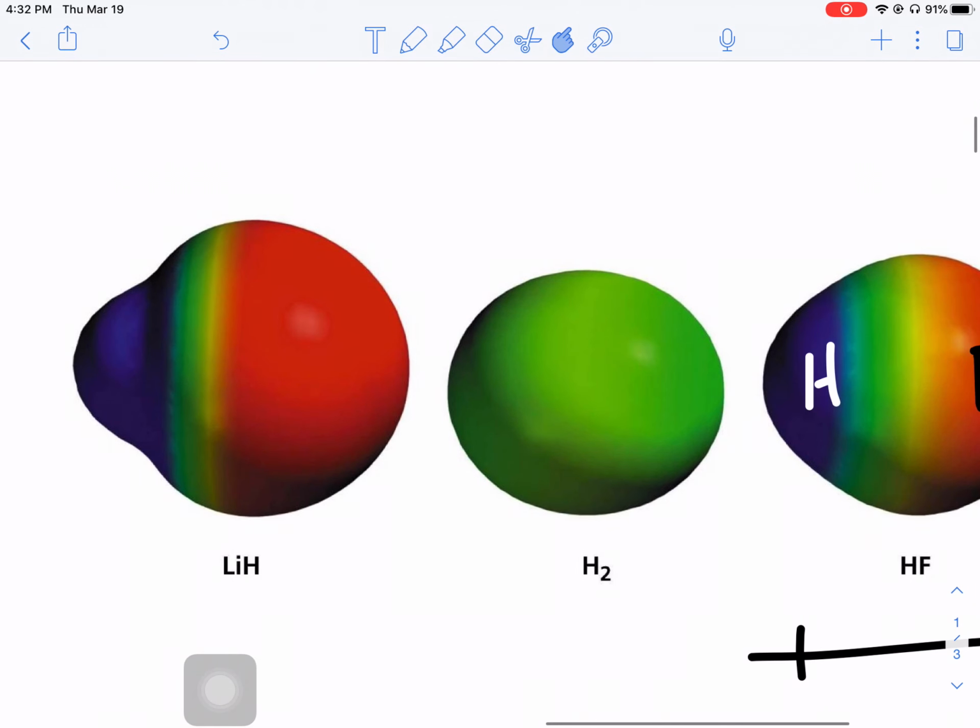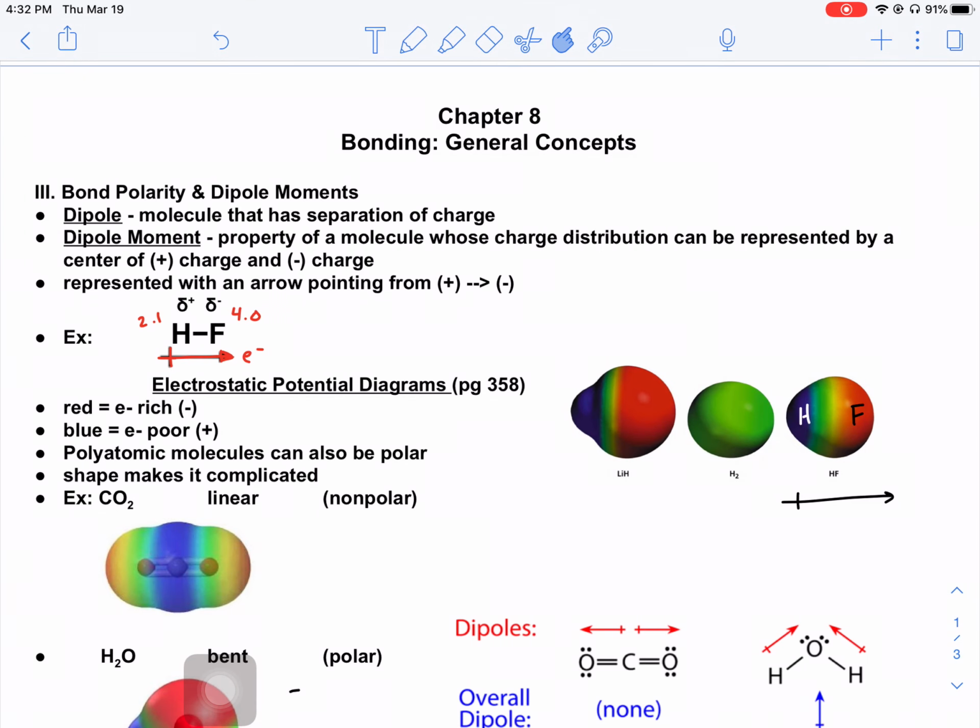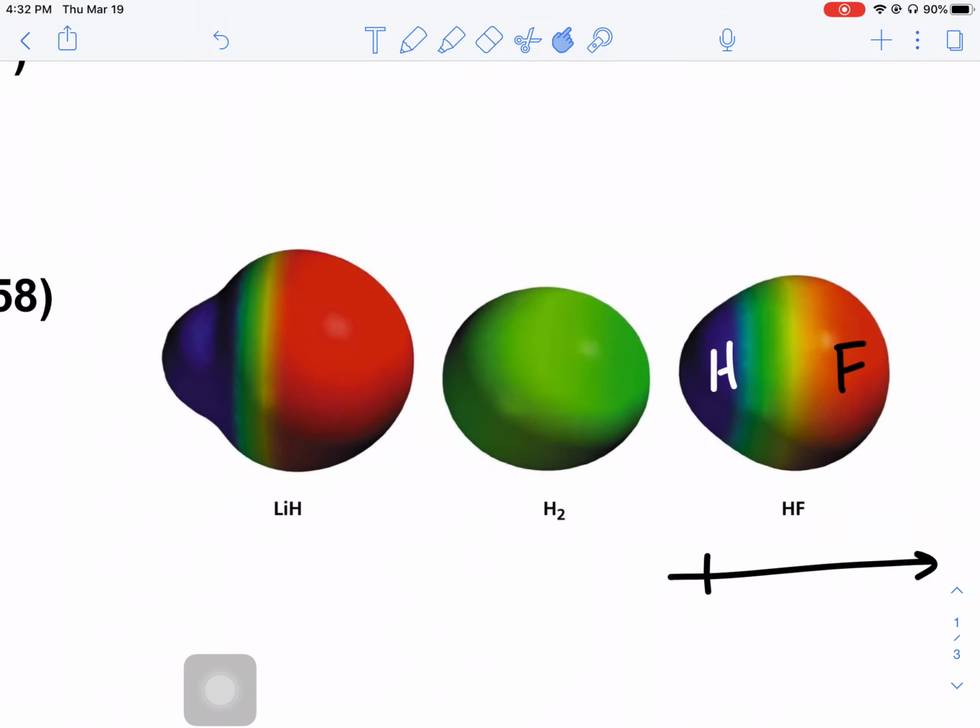Another example would be an electrostatic potential diagram. This is just kind of a visual way, a colorful way of looking at dipoles, in which areas that are red are going to be electron rich and areas that are blue are going to be electron poor. So here's 3 examples right here.